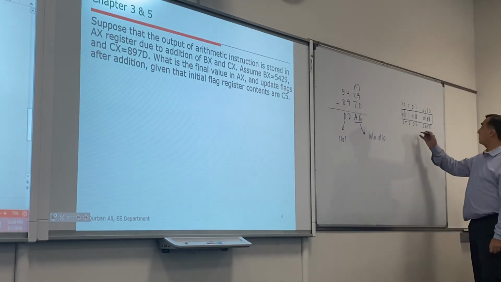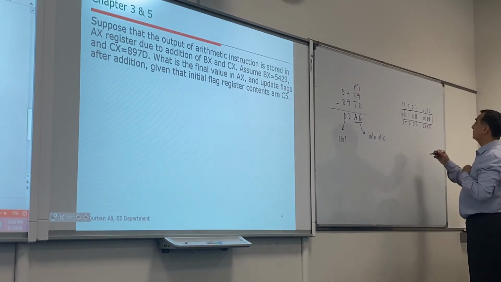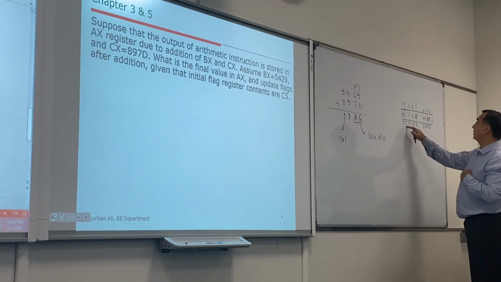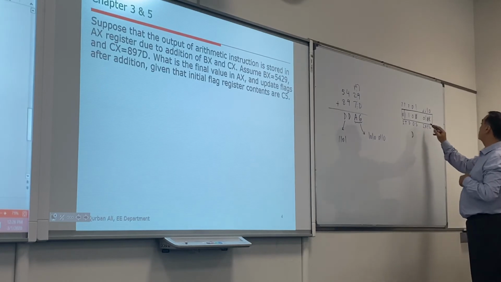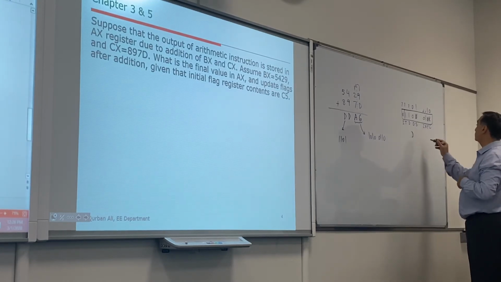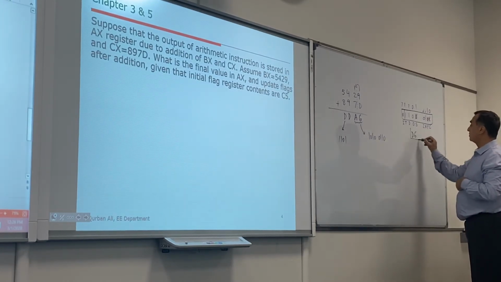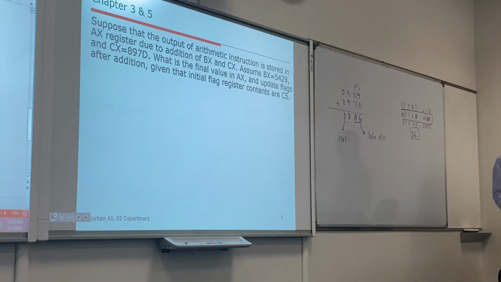So what is now the value instead of C5? We have here 1 1 0 1, which is 15, D, right? This is D, and this one is 0 1 1 0, 6. This is the new flag we have.